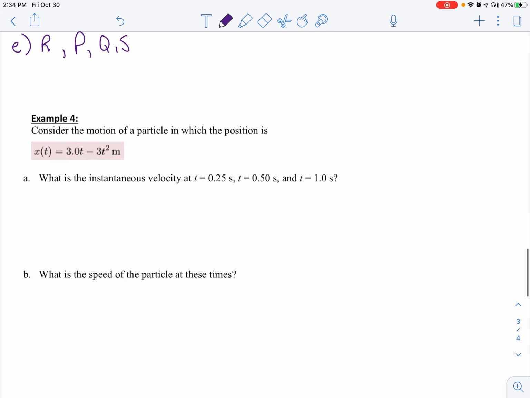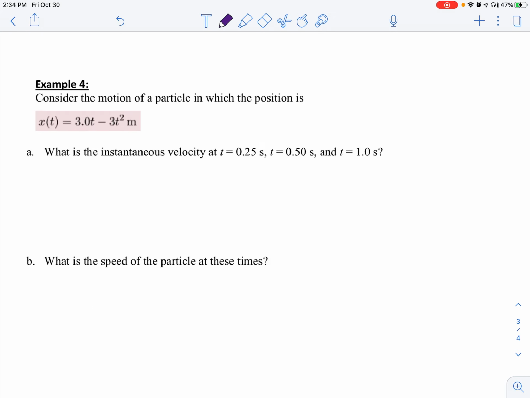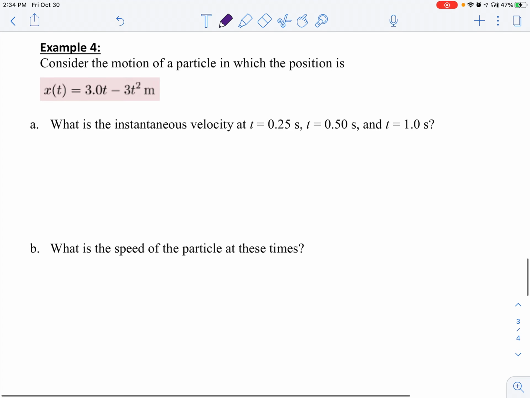Example 4. I think it's important, especially for those of you who have never done calculus, let's talk about this instantaneous velocity. So this is a position equation, right? In other words, the position is constantly changing. Look, it's an equation. The position is 3 times time minus 3 times time squared.